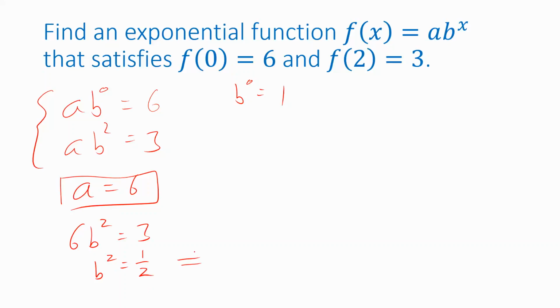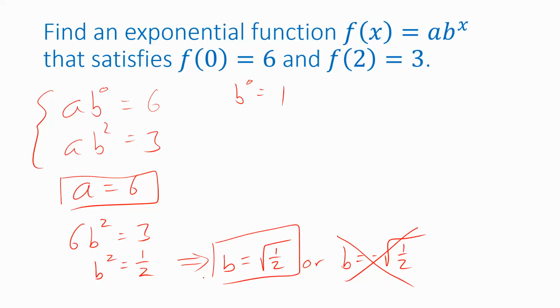And again, that has two solutions. That quadratic equation has the solutions b equals square root of 1/2 or b equals negative square root of 1/2. But since b is the base in an exponential function, we cannot use a negative number. So that means we're stuck with b equals square root of 1/2. And now I can write down my formula for the exponential function. f of x is a times b to the x.